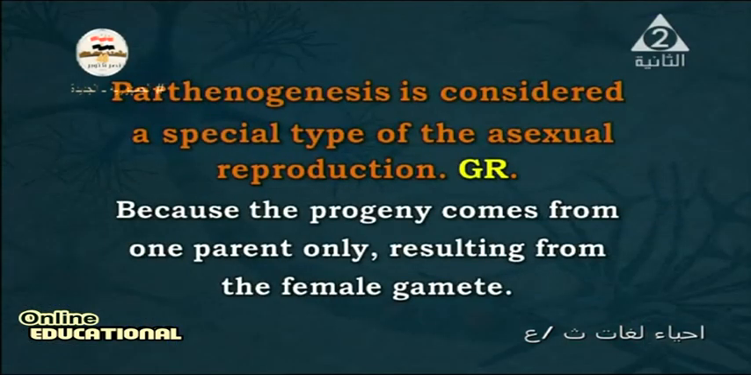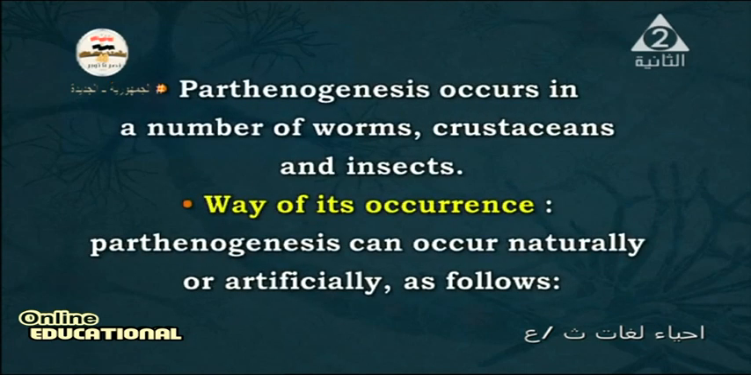Parthenogenesis is considered a special type of asexual reproduction. Why? Because the progeny, the individuals that come out of parthenogenesis, come from one parent only, the female, without needing male gametes. So in this case, we say parthenogenesis happens. Parthenogenesis occurs in a number of worms, aphids, crustaceans, and insects.